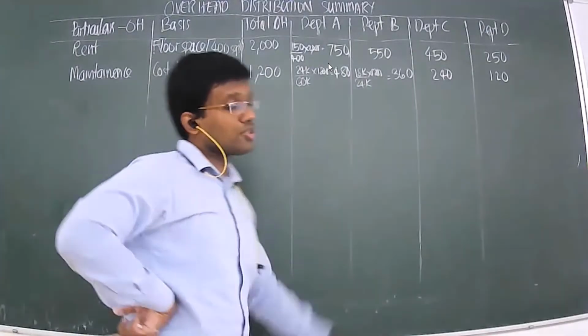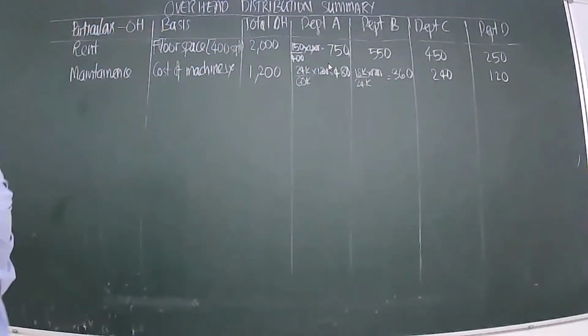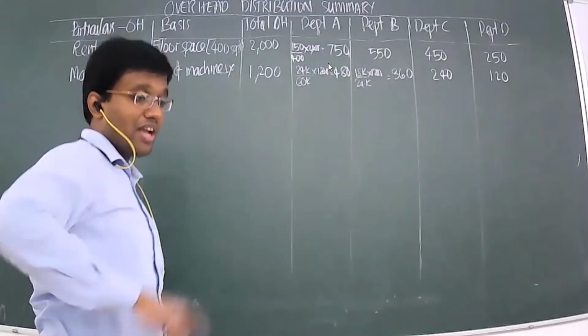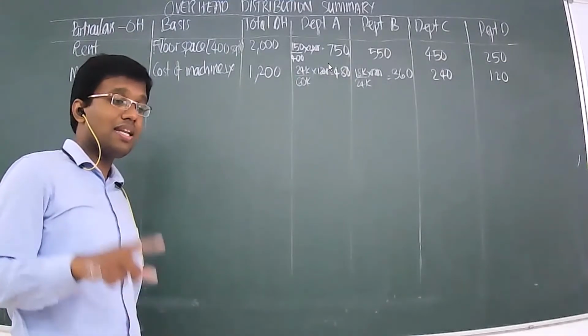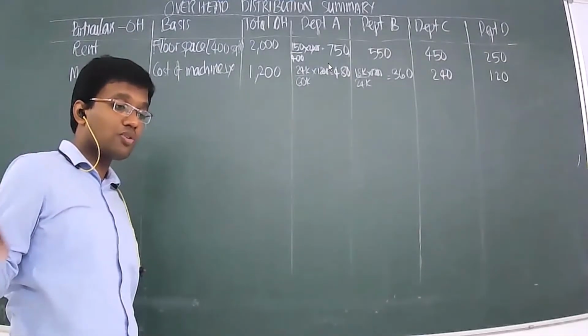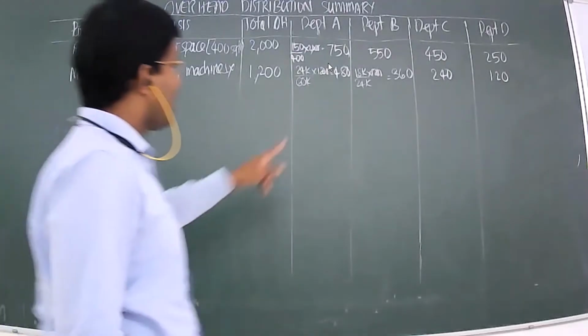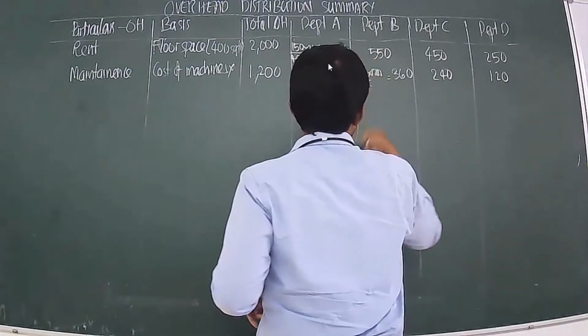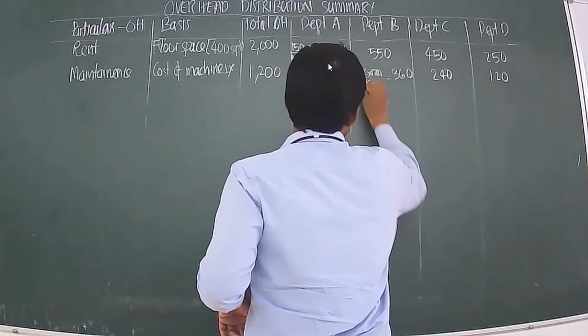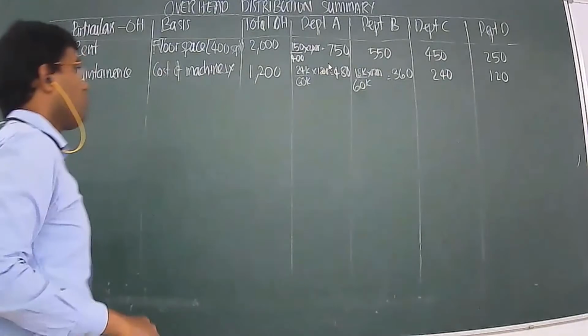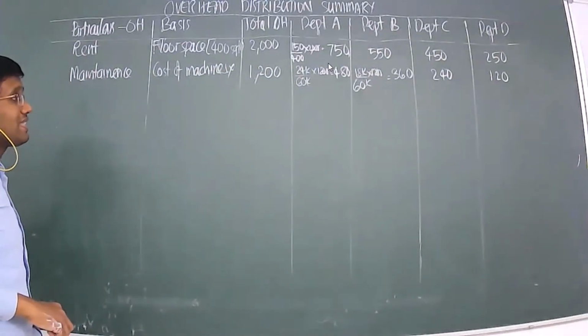Now, what is the total cost of the machinery that we have in our organization? Department A, we have 24,000, department B, it is 18,000, C, it is 12,000, and D, it is 6,000. Add up all these four together, you would get 60,000. I think I made a mistake when I was writing, so this should have been 60,000.